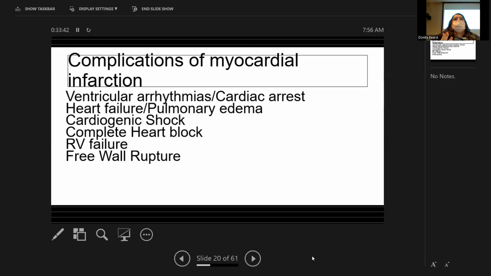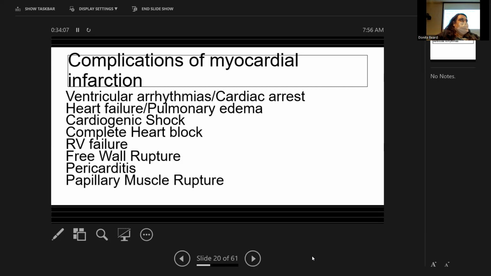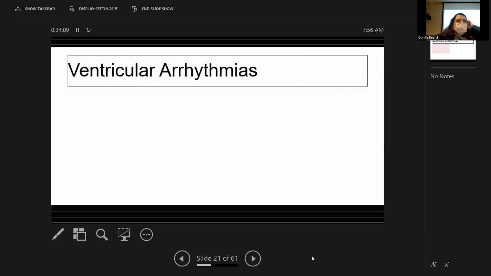We don't see them as much because there's been such an awareness about heart attacks and getting to the cath lab early and getting the vessel opened up, that some of the free wall rupture, papillary muscle rupture, you don't see as much anymore because we're able to get reperfusion early enough. Pericarditis is another one. And then papillary muscle rupture. I did not put stent thrombosis, but that definitely can for sure be one.